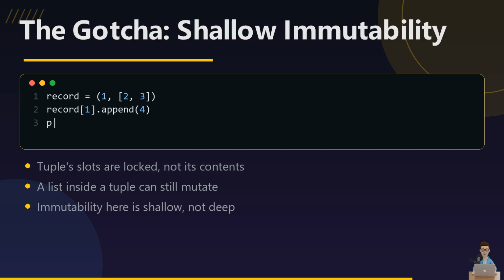Here's the twist that trips almost everyone up. I'll admit this one bit me early on. I assumed a tuple made everything inside it permanently frozen and shipped a bug because a list nested inside kept quietly changing underneath me. The tuple only locks its own slots. It can't stop you from mutating whatever object sits in those slots. In short, immutability protects the container, not necessarily what's inside it.